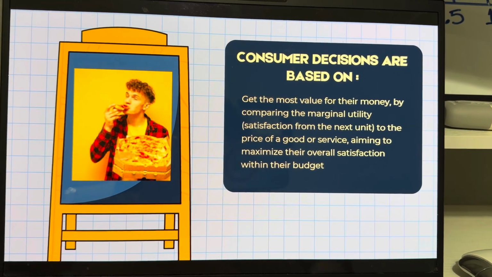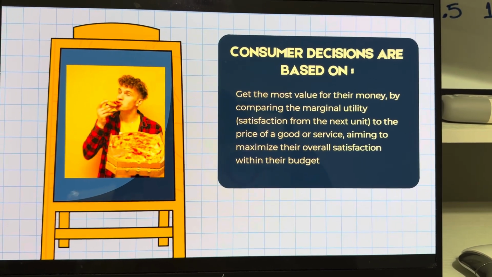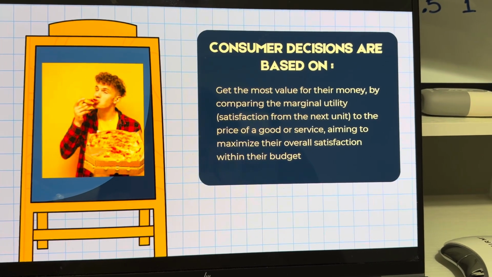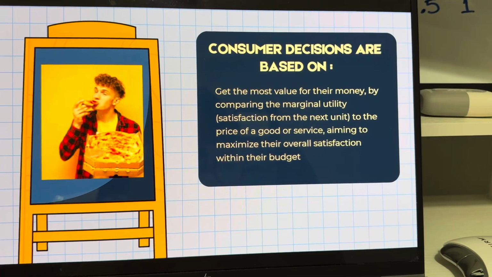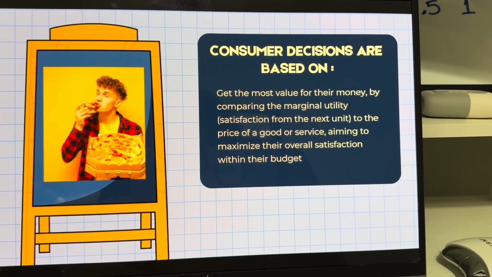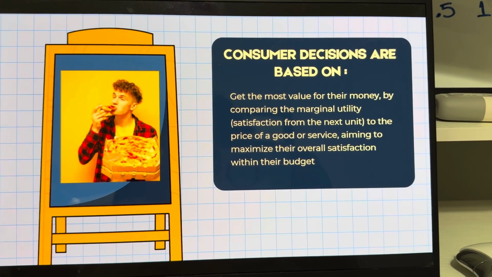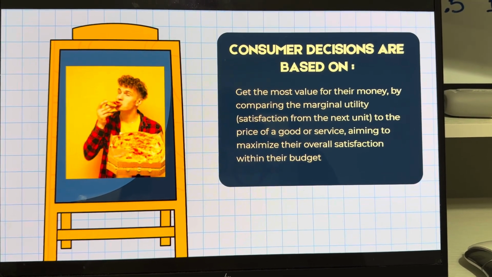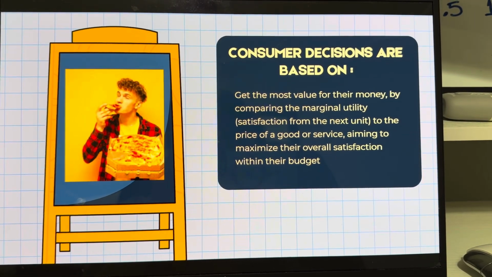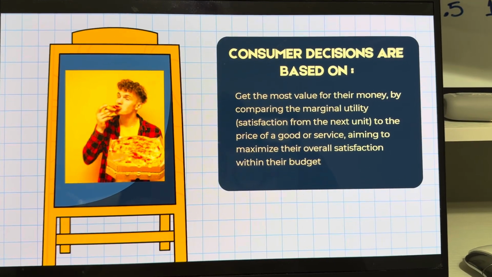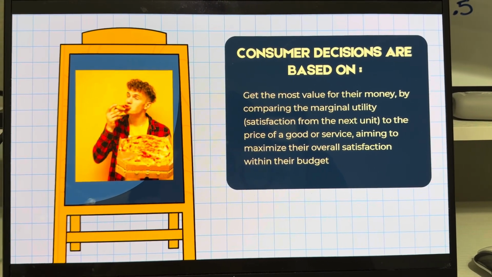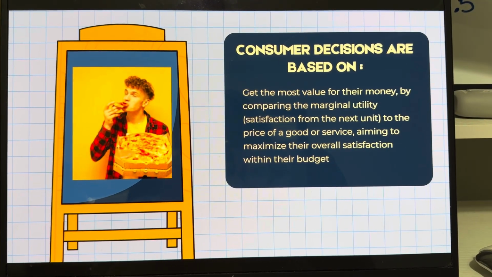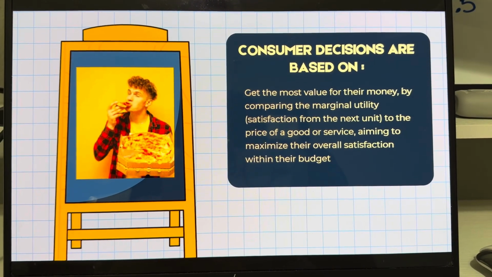A person buys the first slice of pizza for $2 because they're hungry, and the satisfaction is very high. But the second slice offers less satisfaction, but it's still worth the $2. By the fourth slice, hunger is gone, so the marginal utility is low, but they might still buy it. However, if the fifth slice will make them feel sick, which is a negative utility, they will not buy it, even if it were free.